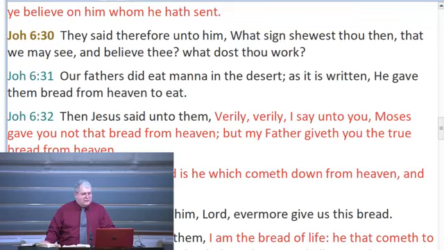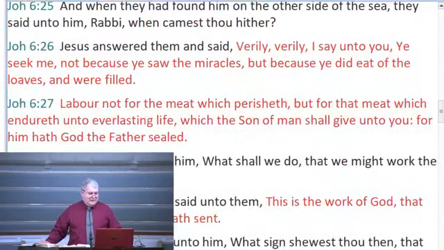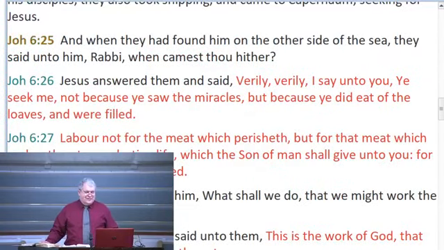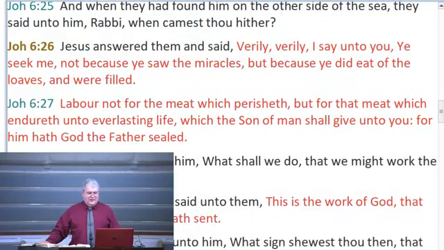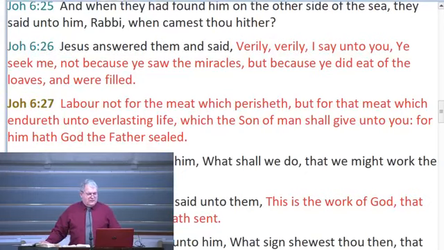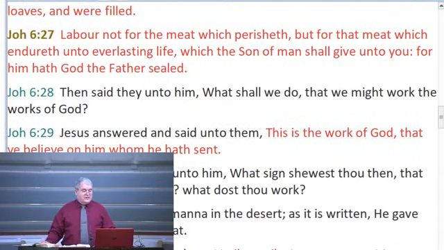When they had found him, verse 25 says, when they'd found him on the other side of the sea, they said unto him, Rabbi, when'd you get here? And Jesus says, verily, verily, I say unto you, you seek me not because you saw the miracles, but because you did eat of the loaves and were filled. He says, you're not here for more teaching, you're here for more fish sandwiches. Labor not for the meat which perisheth, but for the meat which endures unto everlasting life, which the Son of God shall give unto you. Him hath God the Father sealed.